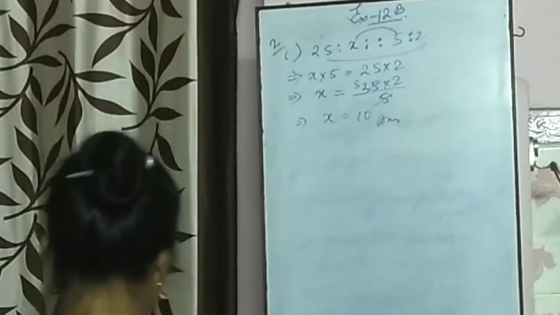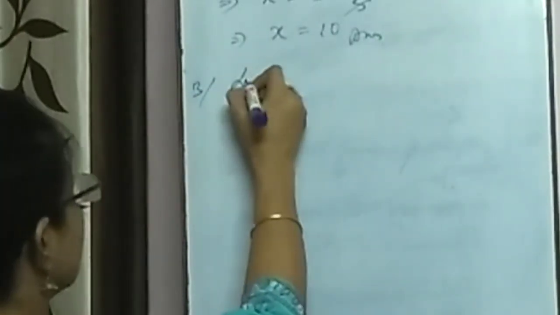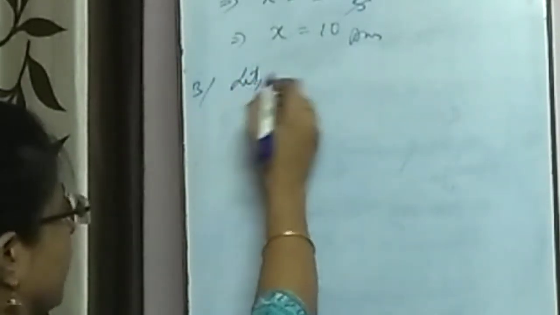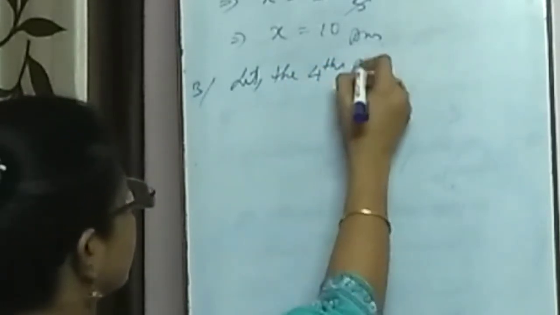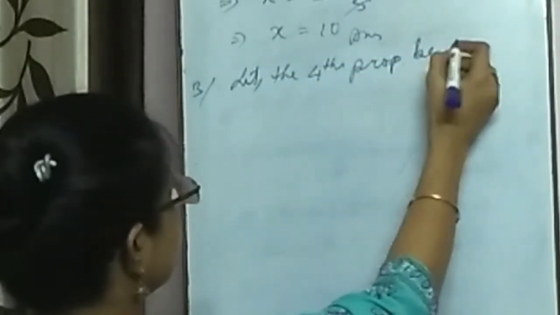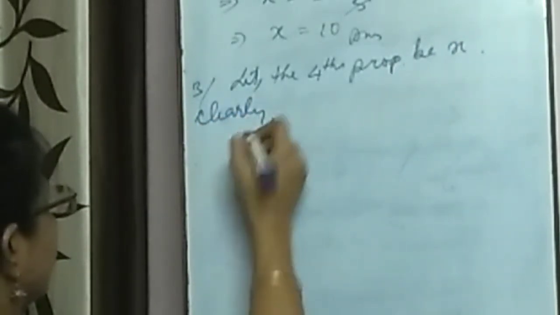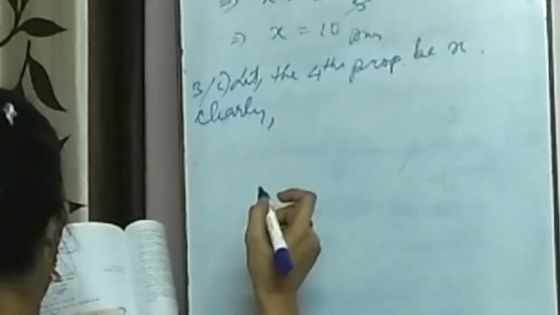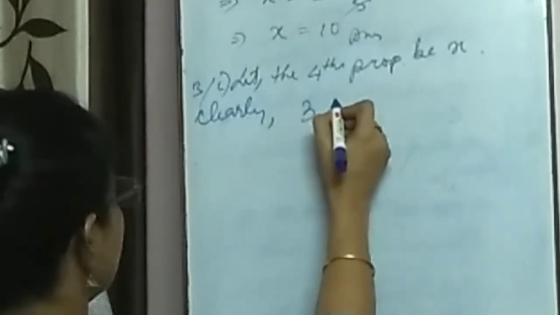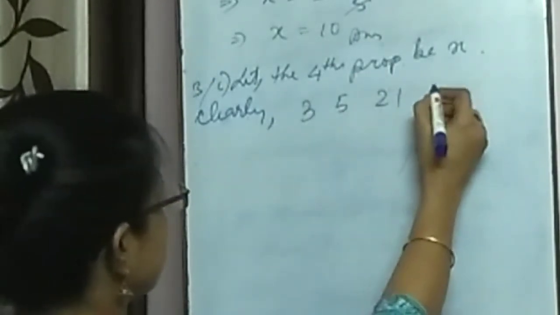I am showing you one sum. Question number 3, find the fourth proportion. So whatever the proportion you are asked to find, let it be x. Let the fourth proportion be x. Clearly, what we get? Already we have three numbers there: 3, 5 and 21. As it is a fourth proportion, it will be seated here.